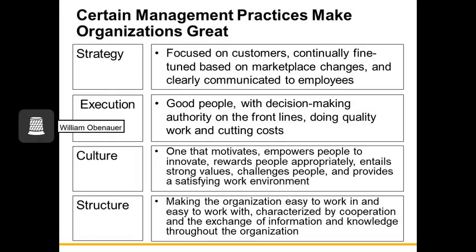A 10-year study that included 160 organizations also found four major themes across successful organizations. First, they had a strategy that was focused on customers, continually fine tuned based upon market changes, and clearly communicated to employees. Second, in terms of execution, they had good people with decision making authority on the front lines, doing quality work and cutting costs.